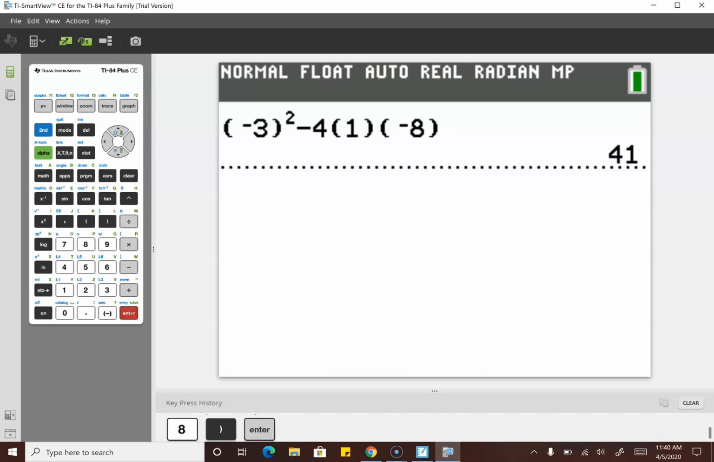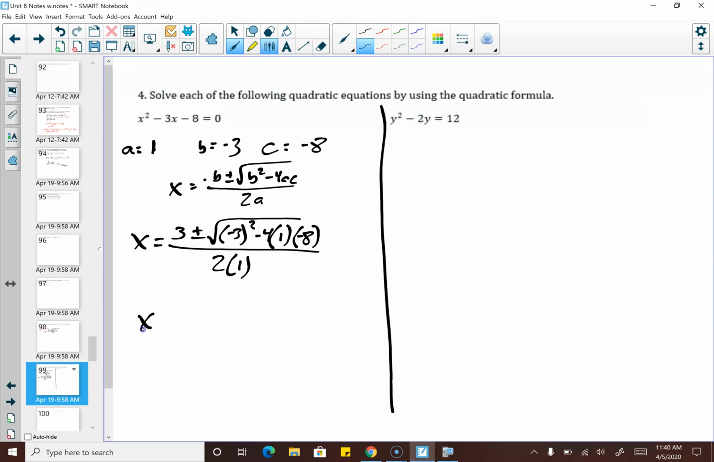So we get 41. Okay, so if we go back to our notes, we have x equals 3 plus or minus. That big square root just turns into the square root of 41. And then the bottom we could just do 2 times 1, which is 2.